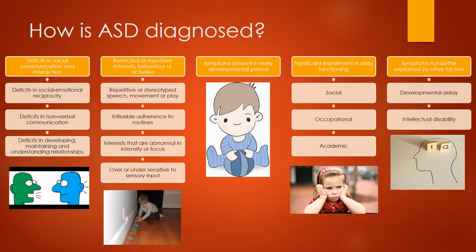So how is ASD diagnosed? ASD is diagnosed using the DSM-5 criteria by a suitably trained clinician. For the strict diagnostic criteria to be met, the individual would need to have shown evidence of significant difficulties with social communication and interaction, and have rigid and repetitive behaviours. These symptoms must have been present since early on in the developmental period, so since they were born basically, and they must cause impairment to the individual's daily life in a variety of settings. It's important that other factors that might cause similar difficulties, such as developmental delay or intellectual disabilities, are ruled out before a diagnosis is made.